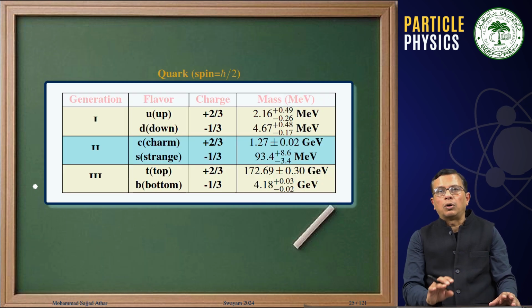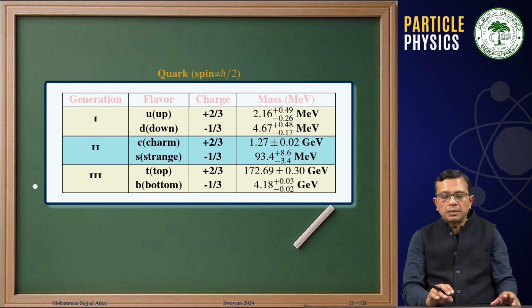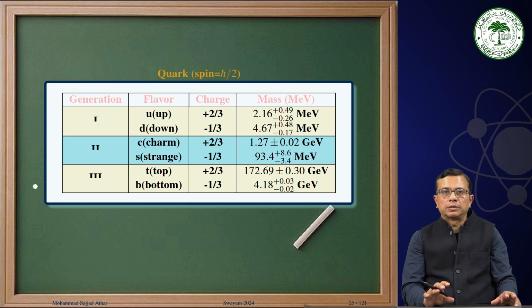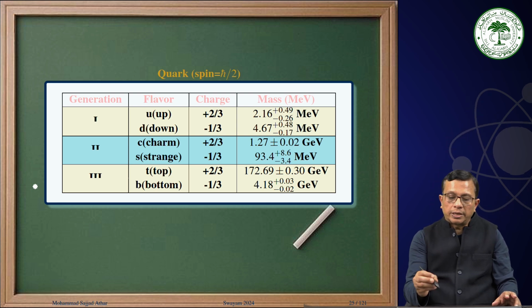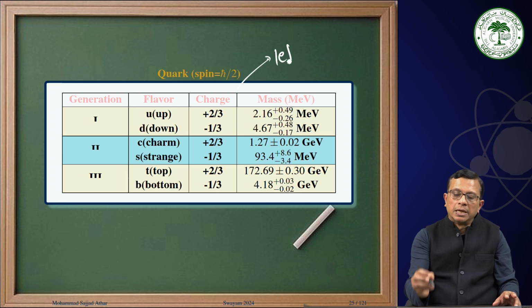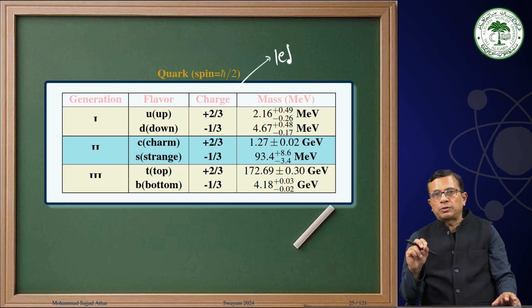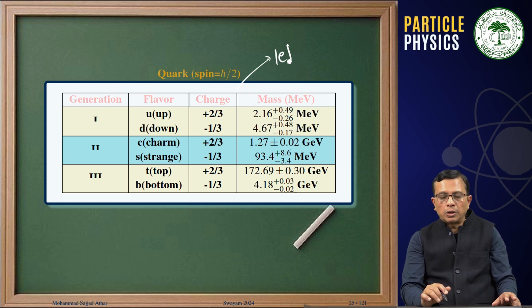Then we have quarks that we discussed last time. There are 6 flavors of quarks: up, down, charm, strange, top, and bottom. The charge of the u quark is 2/3 in units of electronic charge. We should keep in mind that this unit of electronic charge is silent here, but it is there. Then we have the down quark, whose charge is -1/3 in units of electronic charge, and so on.